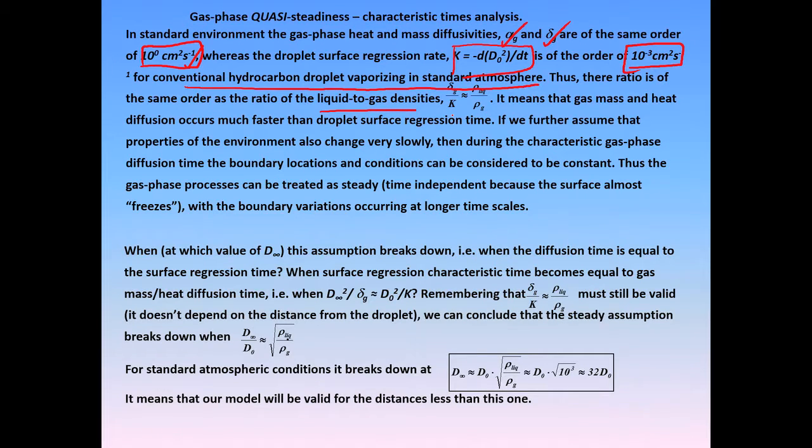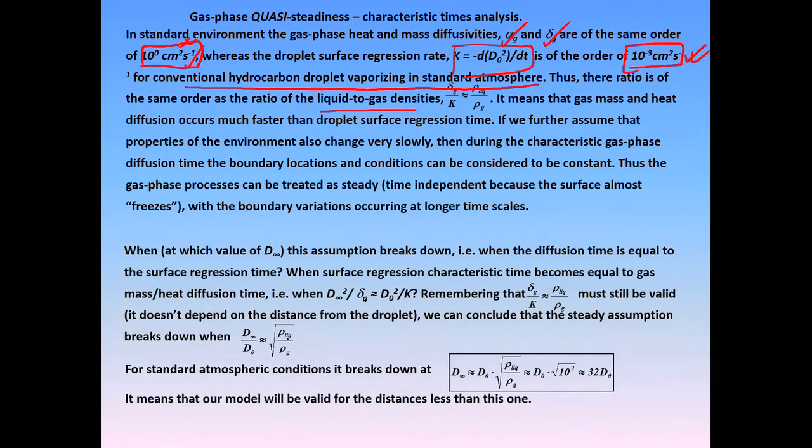If you divide these two things, the mass diffusivity divided by the regression rate, it means essentially that the gas mass and heat diffusion occurs much faster than the droplet regression time, got it. So, the mass transfer happening from the droplet surface is happening at a much faster time scale compared to the regression, and these ratios will show you, one is 10 to the power of minus 3, one is 10 to the power of 0, right, and alpha and delta are basically the diffusive time scales.